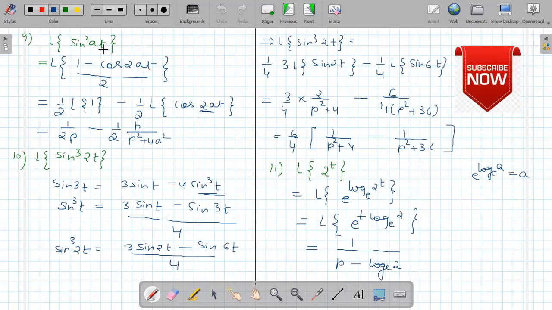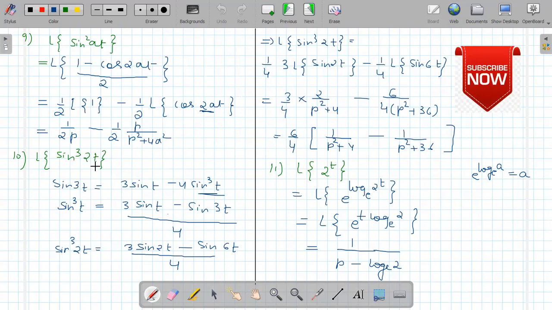Next one is sine square at. Since we know the formulas of only single power of trigonometric function, but this is a second power of trigonometric function, we have to use the formula of sine square at. We replace this by 1 minus cos 2at divided by 2. So we separate this 1 upon 2 and cos 2at divided by 2 and then apply the Laplace transform.